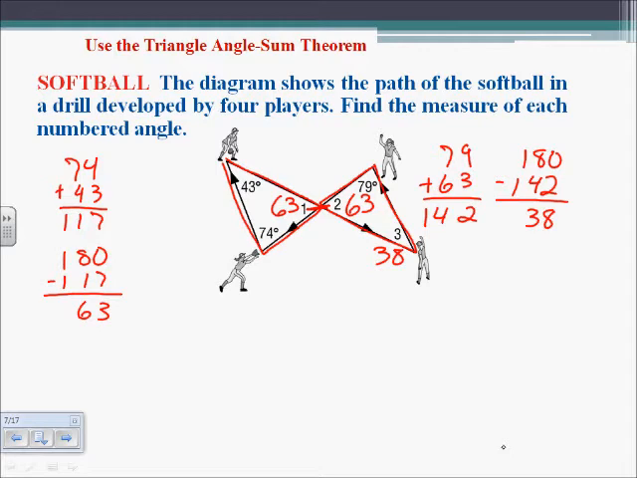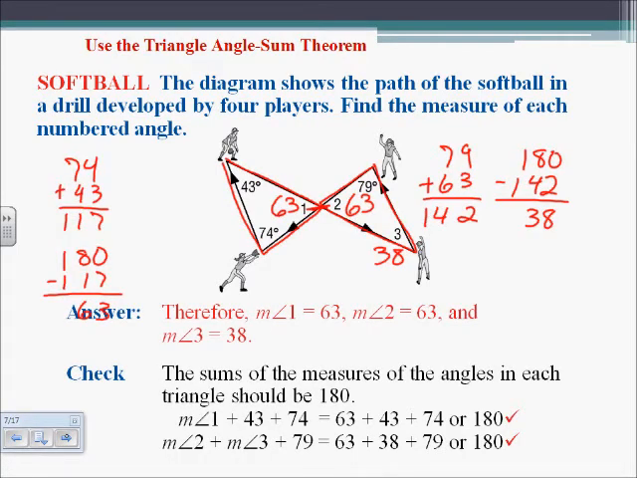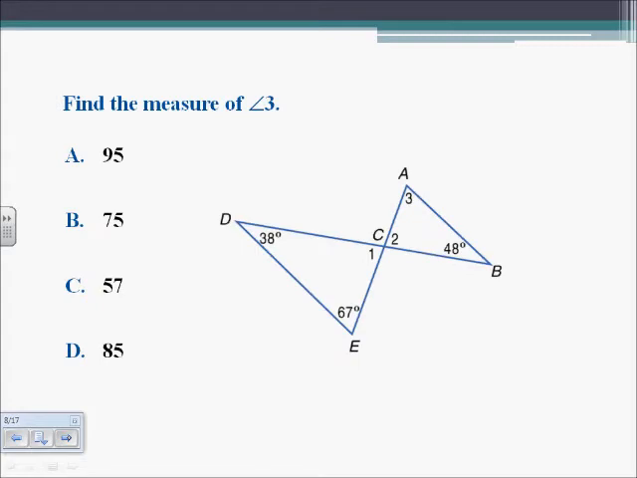So again, just using the triangle sum theorem to subtract and solve backwards for each one of the angles. And that kind of talks about it there at the answers, and also checks the result. Alright, same type of problem in the picture. So find the measure of angle 3.